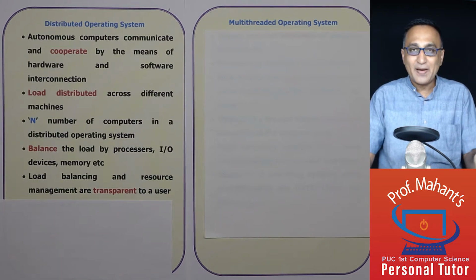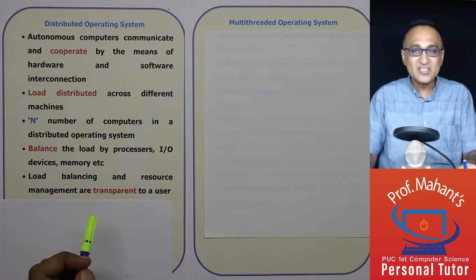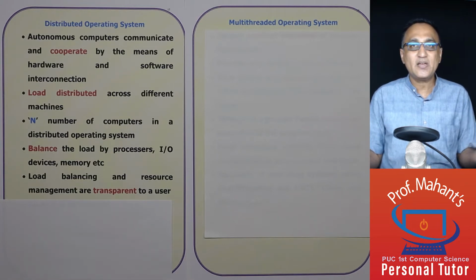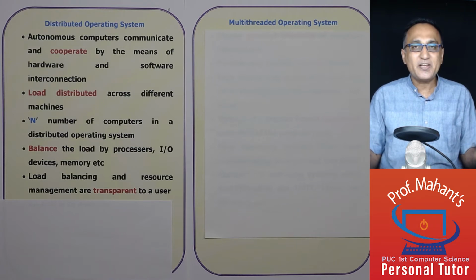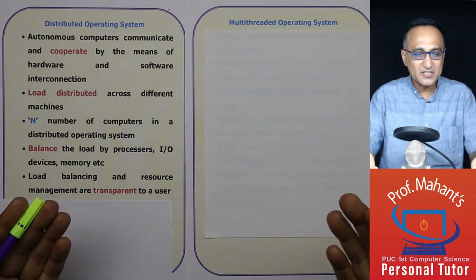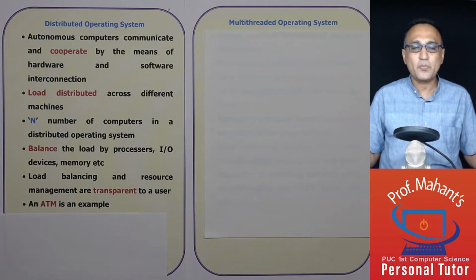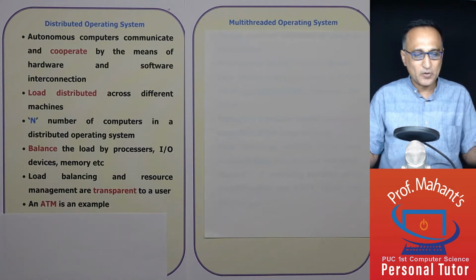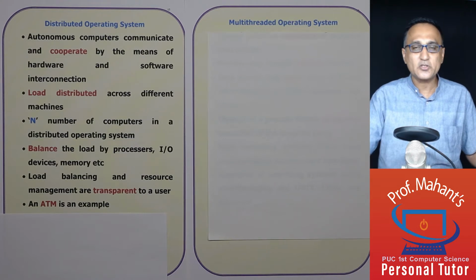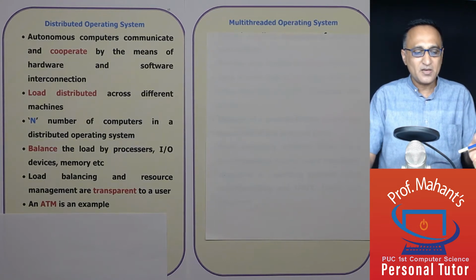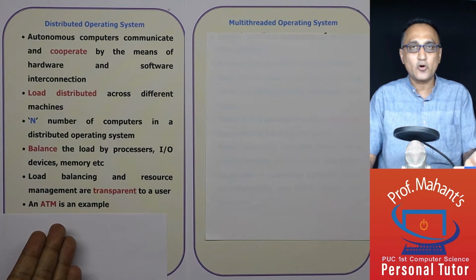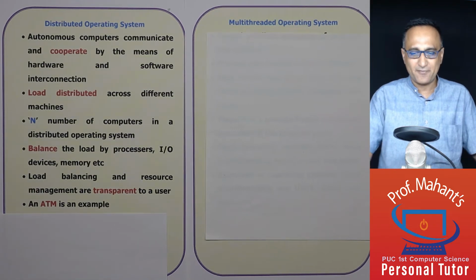This process of balancing the work, balancing the load, and managing the resources is unknown to the user. The user is not responsible for submitting it to X machine or Y machine. The operating system automatically takes care of handling which particular resource should handle this given work. A good example of a distributed operating system is an ATM. ATM is a good example where it works on the principle of distributed operating system because it is taking a certain amount of the load or processing on itself.